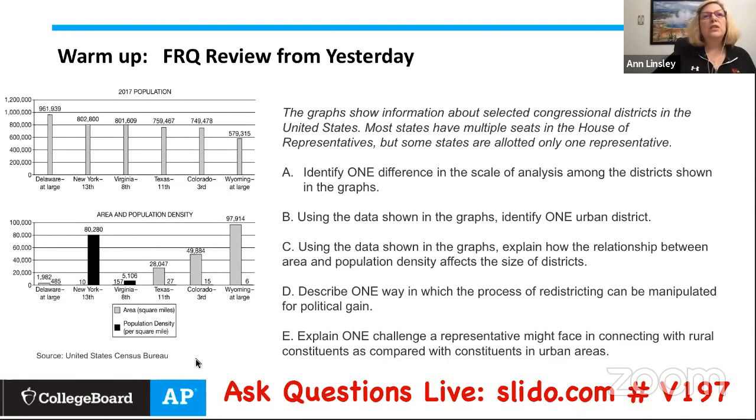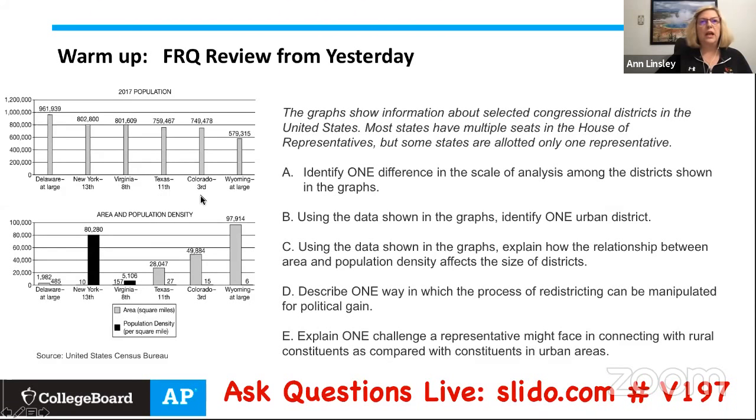All right, anyway, in this first question, I want to identify one difference in the scale of analysis among the districts that are shown. On my graph here, I have at large, New York, Delaware at large, Virginia, Texas, Colorado. And that was Wyoming at large, sorry. And I see the same thing in the population 2017 as I see in the area and population density. So what is one difference in the scale of these measurements being shown here? Anyone guess? This says at large for Delaware. New York, Virginia, and Texas all are representing specific districts in those states.